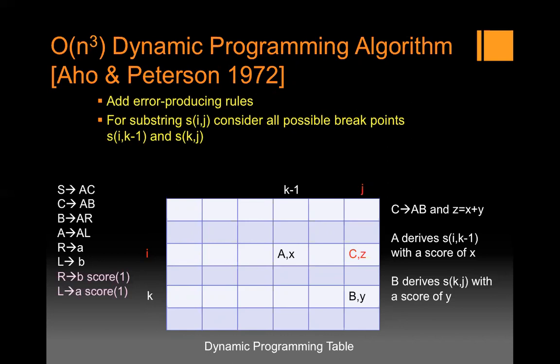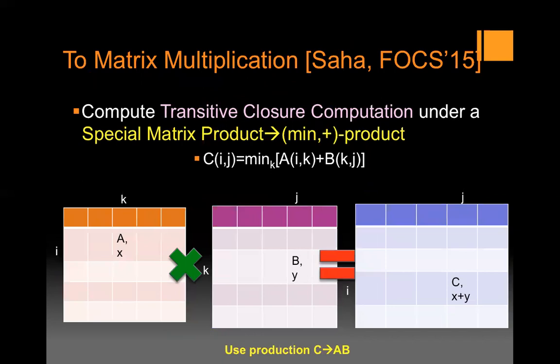Now let's try to view this dynamic programming computation in a different way, using matrix multiplication. So this is how we are going to define the matrix multiplication here. If you are given this matrix, the matrix entries will be sets of tuples of the following form: it will have a non-terminal and it will have a score. And when you are multiplying, if ik has A and x, and kj has B and y, and if there is a production that says A and B can be combined to get C, then from A and B you will get C, and from x and y you will get x plus y. And if there are multiple such entries like A x1, A x2, and B y1, B y2, what you will get is the min-plus of x1 plus y1, x2 plus y2, and so on.